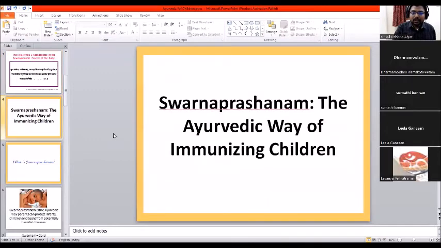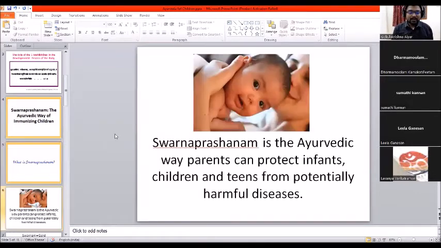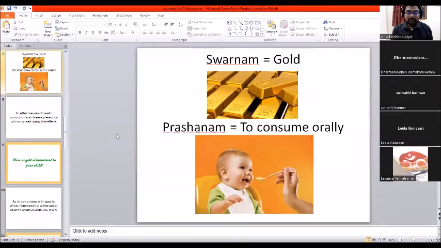And then there is another simple procedure known as Svarna Prashanam in Ayurveda. So this is the Ayurvedic way of immunizing children. What is Svarna Prashanam? It is a compound word which contains two words, Svarnam and Prashanam. The word Svarnam means gold or gold bhasma. Prashanam means to consume orally.